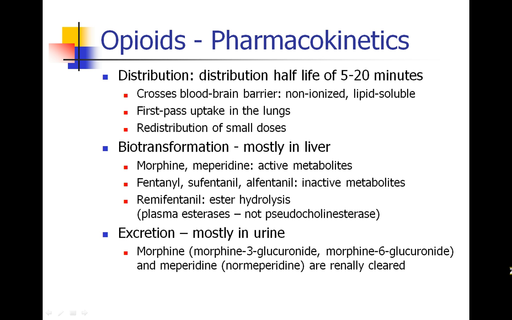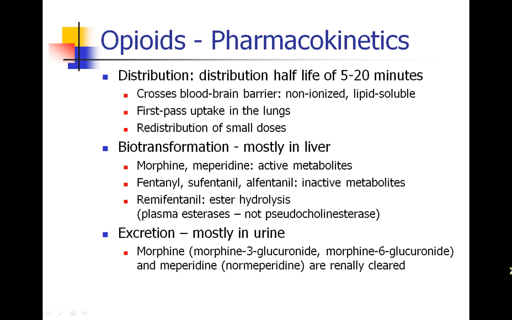The drugs are then biotransformed, primarily in the liver. Some of our opioids, like morphine and meperidine, have active metabolites, which means that after metabolism, the metabolite still has some sort of an effect, whether it's an analgesic effect or perhaps just a respiratory depression effect. Other drugs, the more synthetic drugs like fentanyl and its relatives, have inactive metabolites, so more of a clean drug, and this would be useful in patients with renal disease.